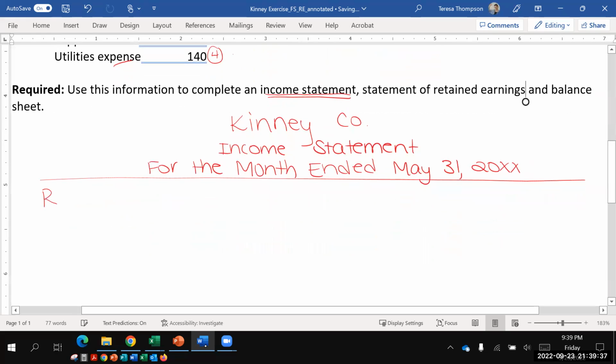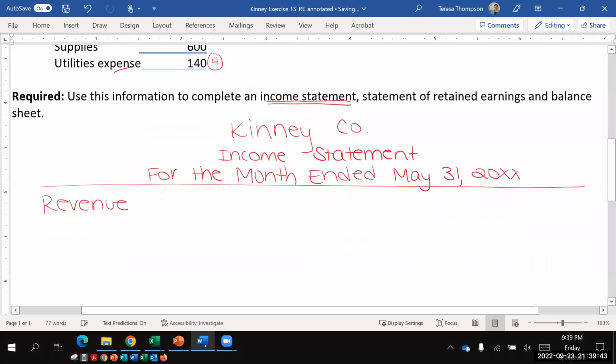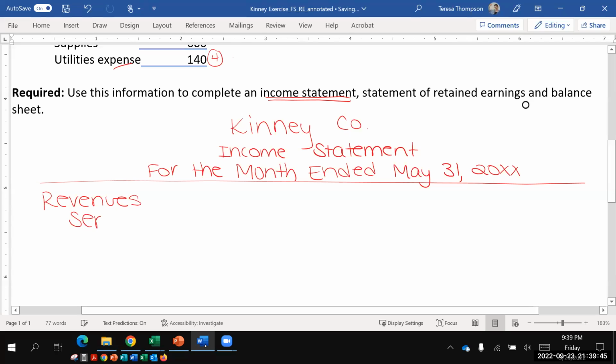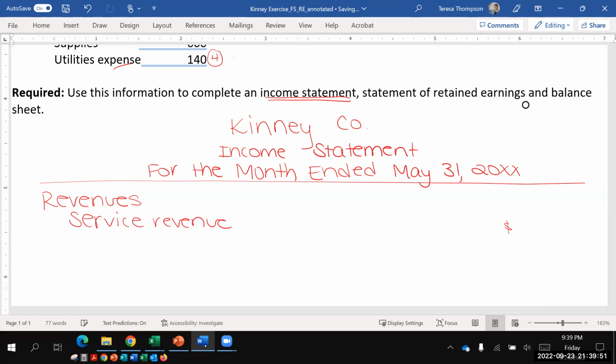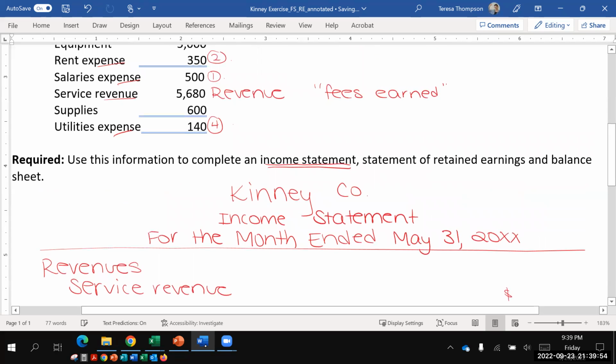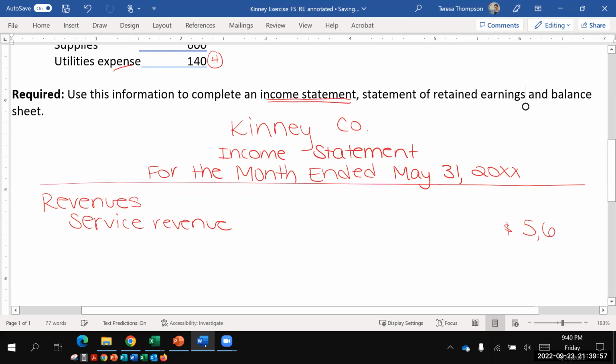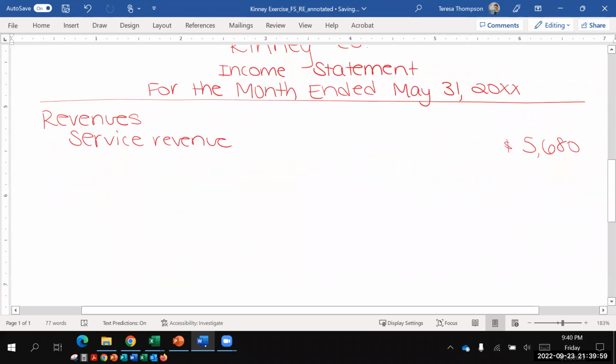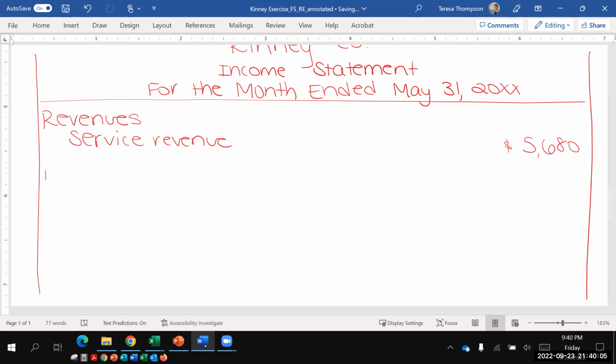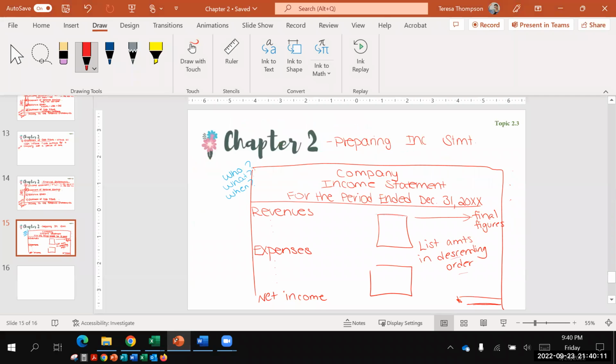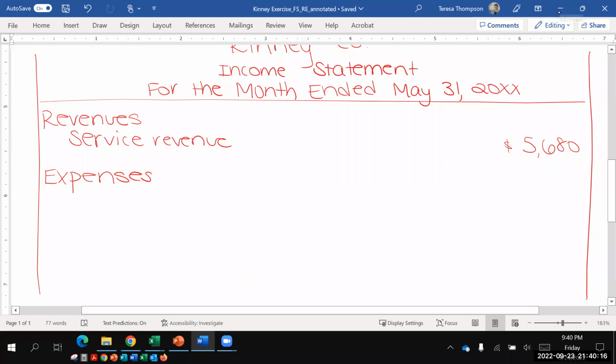All right, we said revenues is going to come first. We just had 1 revenue, and that was service revenues. So I indent and I say service revenue. We just have 1 revenue, so it can move out to the final right-hand column for 5,680. If we had more than 1 revenue, we would have had to move in a column and push the final product out. But here we just had the 1 revenue.